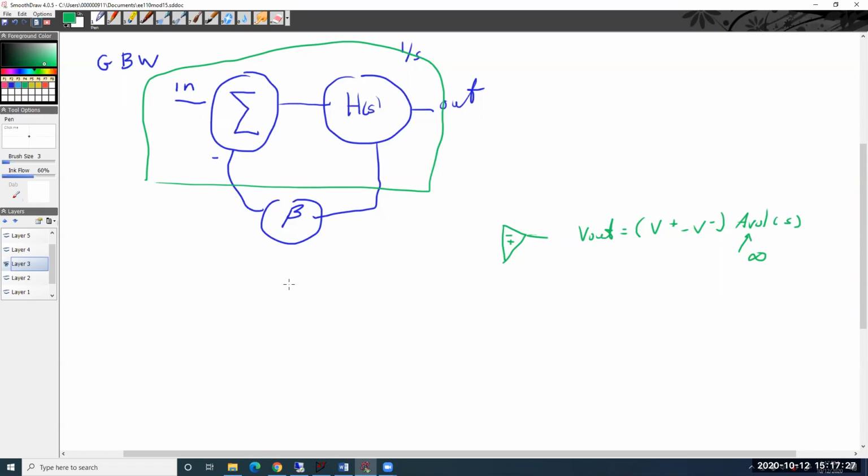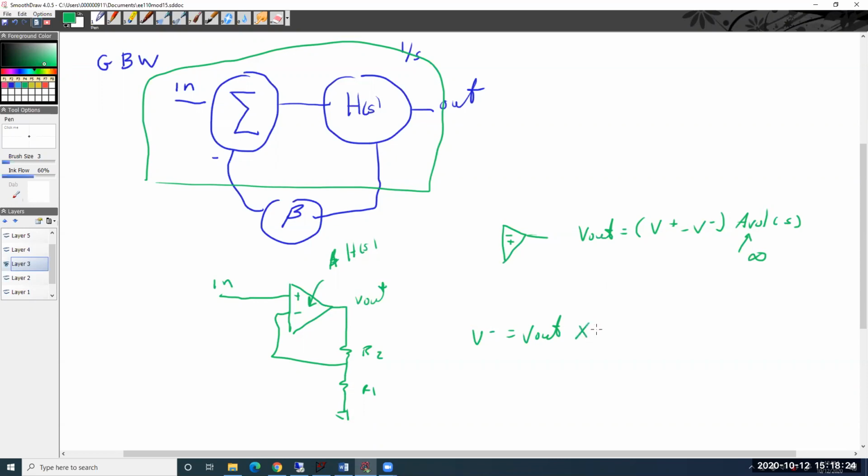Now, let me just draw the circuit, right? Here's the summer. Inside is the transfer function. And for just a non-inverting amplifier, right, I have my out. And that beta, well, that's just a voltage division, right? V minus equals V out. Sure, it's coming out of an op amp, but it's still just a voltage source. It depends on V in, but ideally, right, an op amp is an ideal voltage source. So we assume that until we find out that it doesn't work.